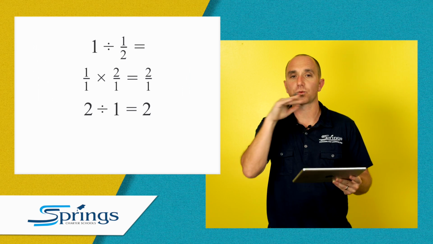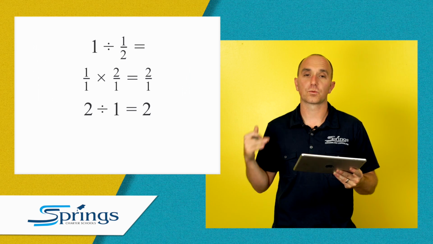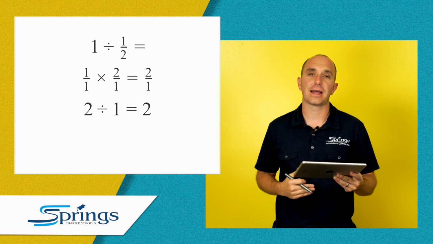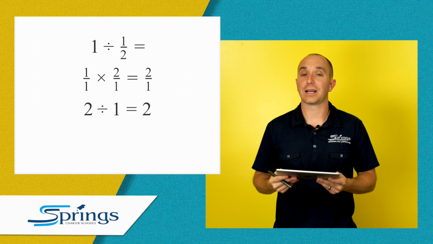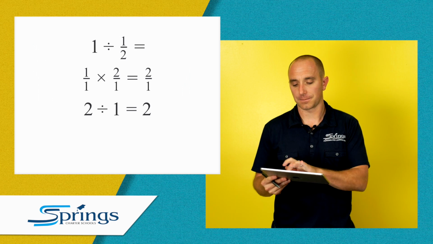We multiply across. 1 times 2 is 2. 1 times 1 is 1. We have 2 over 1. We're going to divide that out because technically it's an improper fraction. 2 divided by 1 is 2, so our answer is 2. I know, a little tricky there.